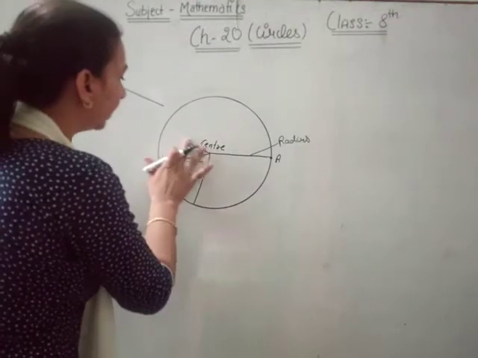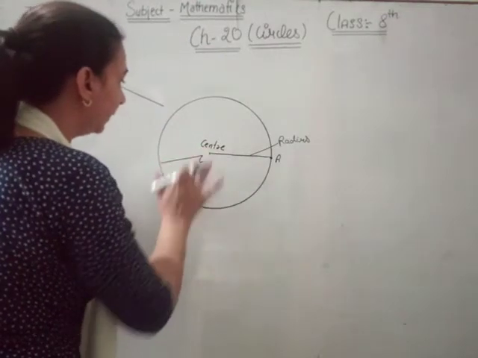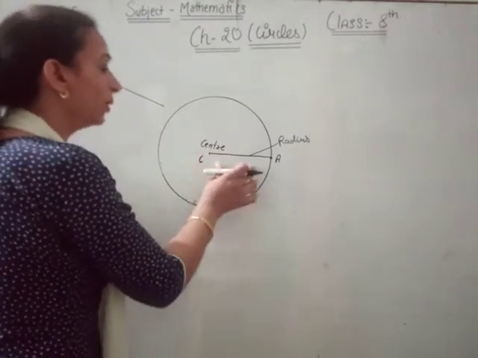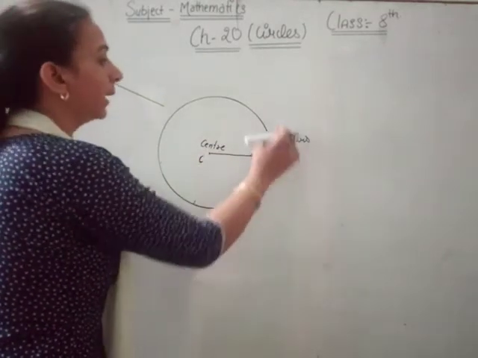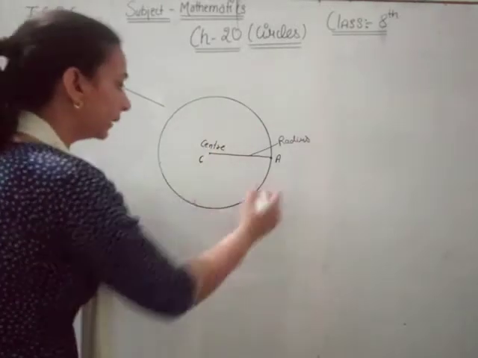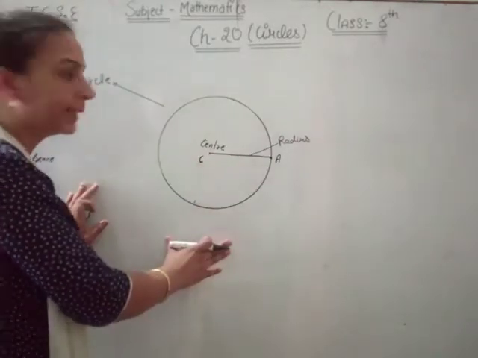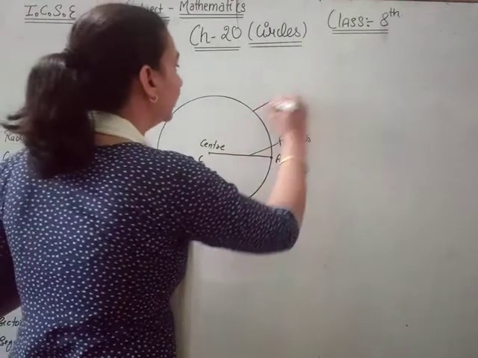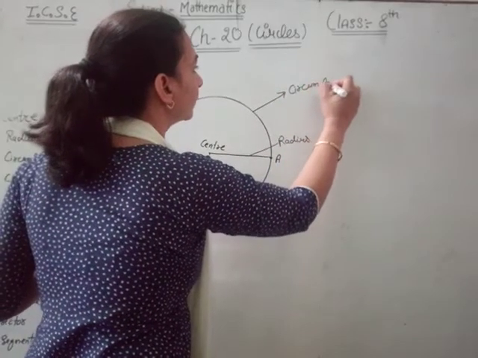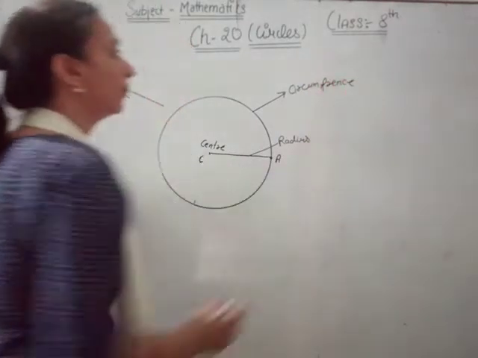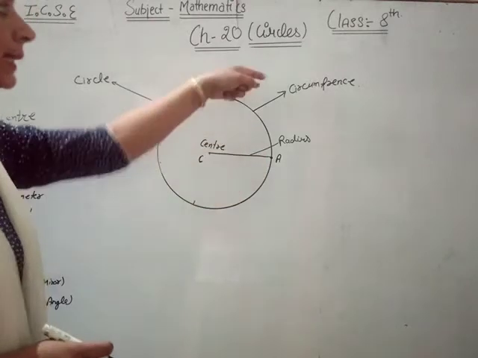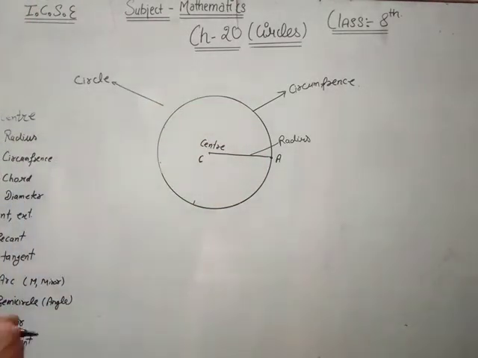Okay, so this is a radius, joined by the center and any point on the circumference. And students, this perimeter of the circle is the circumference. Then this is the circumference of a circle. Okay, first is the center, next is the radius, and next is the circumference of a circle.